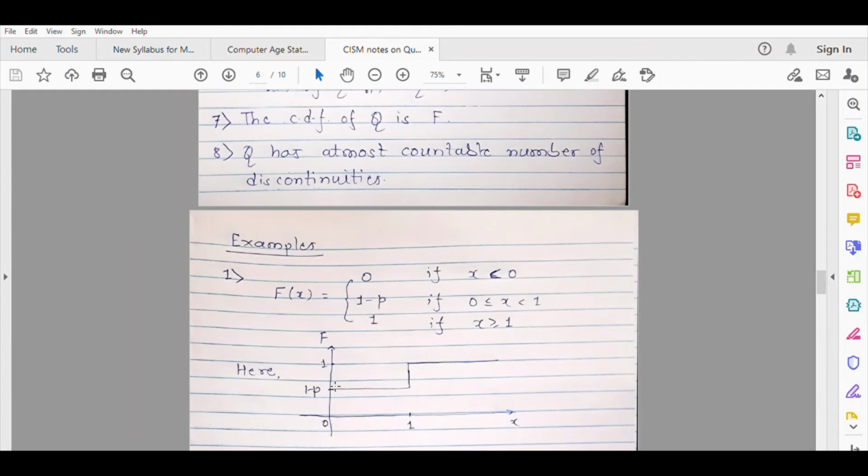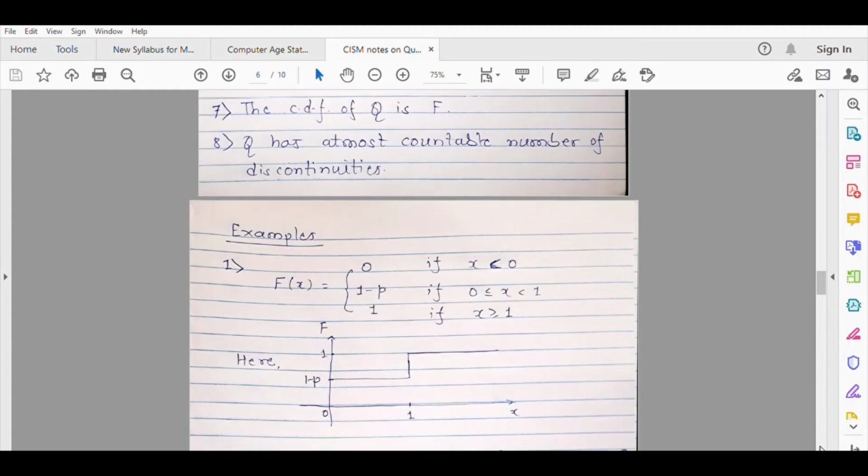So clearly, when you consider the points u, you can classify them into two categories. One is where the points u lie between 0 and 1 minus p, and the other set is all the values of u which lie between 1 minus p and 1. So let us compute the quantile function for these two categories. I hope you have understood why we are considering these two categories in particular.